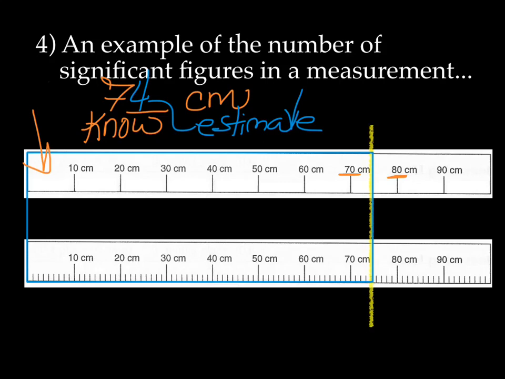Let's also take note of how many significant figures this particular number has. Basically, the number of significant figures is how many digits you wrote. We wrote 2 digits. So this number has 2 sig figs, or significant figures.